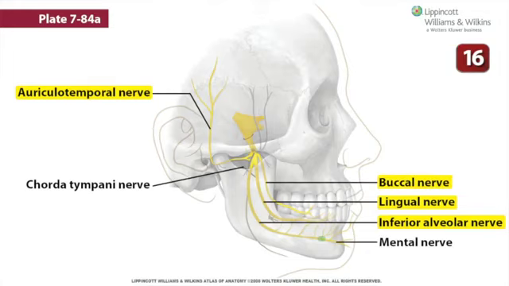The buccal, or long buccal nerve, runs anteriorly and inferiorly towards the buccinator muscle of the cheek. It gives off branches that innervate the skin over the cheek and branches that pierce the buccinator to provide sensory innervation to the mucosa of the oral cavity.